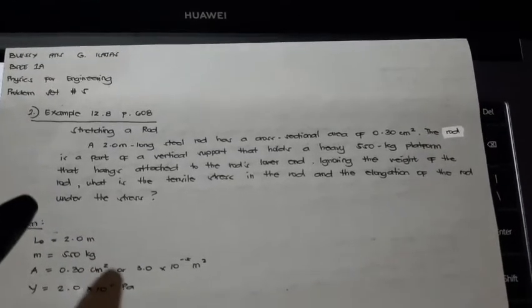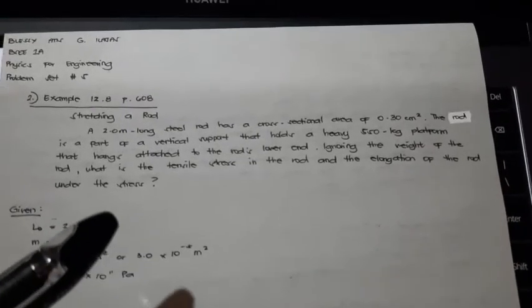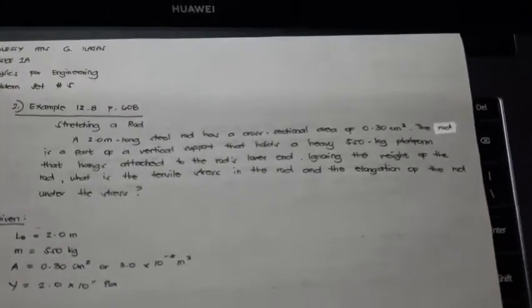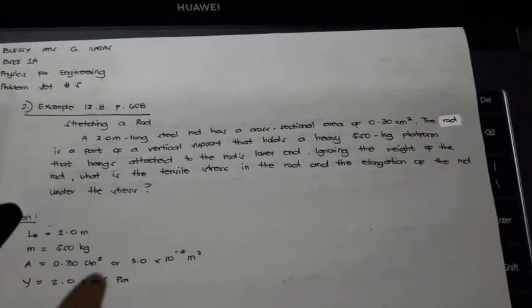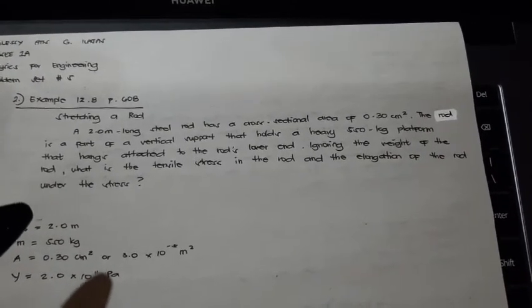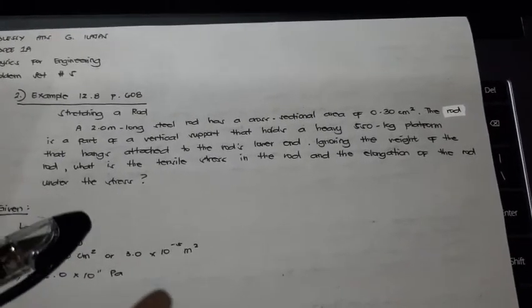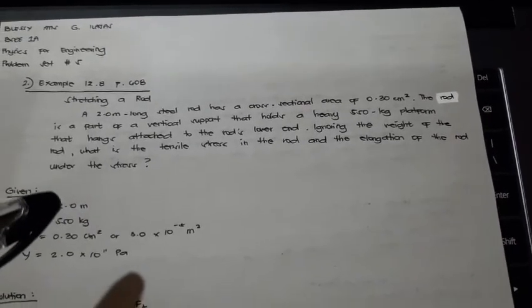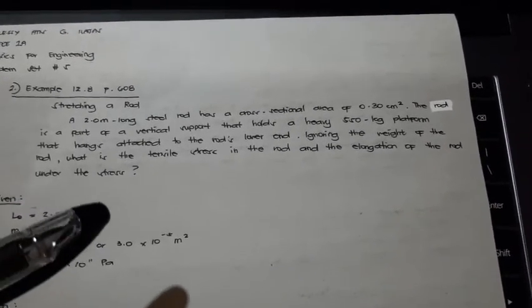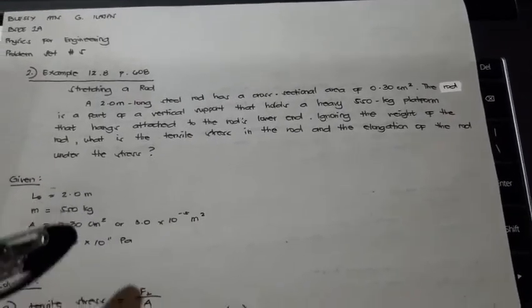Stretching a rod. A 2.0 meter long steel rod has a cross-sectional area of 0.30 centimeters squared. The rod is a part of a vertical support that holds a heavy 550 kilogram platform that hangs attached to the rod's lower end. Ignoring the weight of the rod, what is the tensile stress in the rod and the elongation of the rod under the stress?